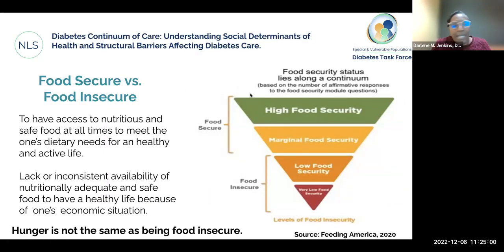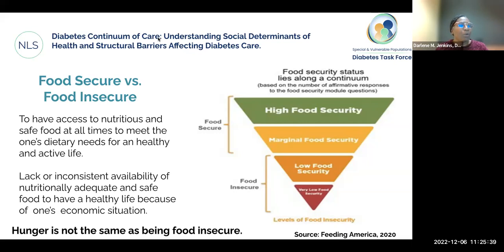Two terms that I would also like us to understand as we talk about structural barriers to access to healthy food are food security and food insecurity, being food secure versus food insecure. It's really a continuum as we look at having access. When you have high food security, that means you have access to nutritious and safe food. You don't have to worry about where your next meal is coming from. Then you have high food security and low food insecurity.